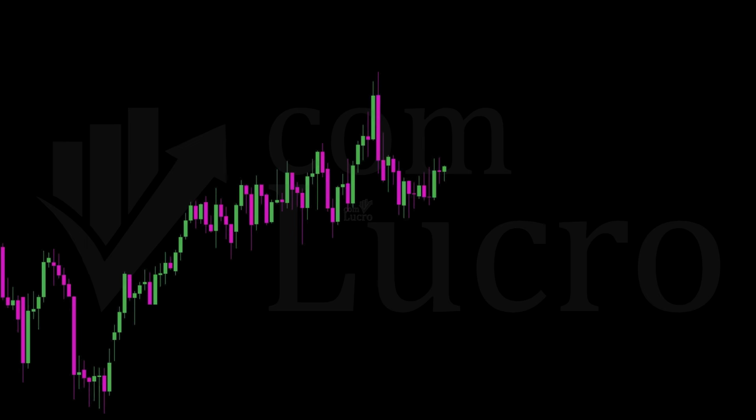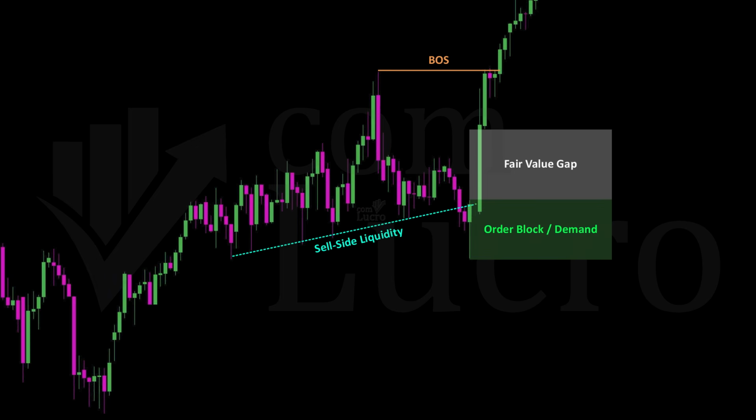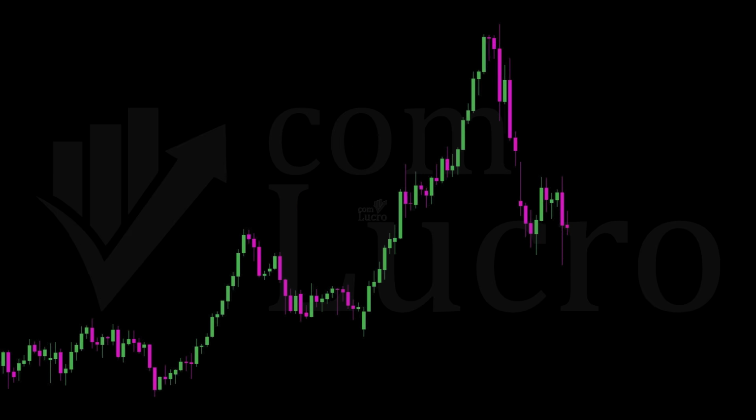Now, instead of keeping this discussion theoretical, let us apply it directly to the chart and see how liquidity behaves in real conditions. Here is an example. We observe a brief period of consolidation. Liquidity rests below that low. Price moves downward, takes that low, and then continues pushing higher. Now, let us simplify the chart to maintain clarity.